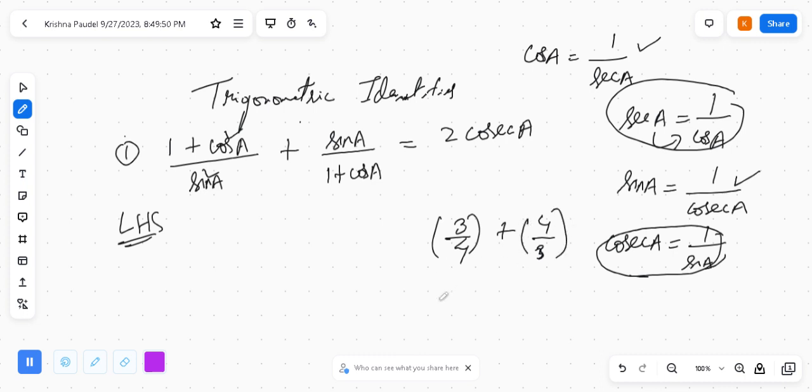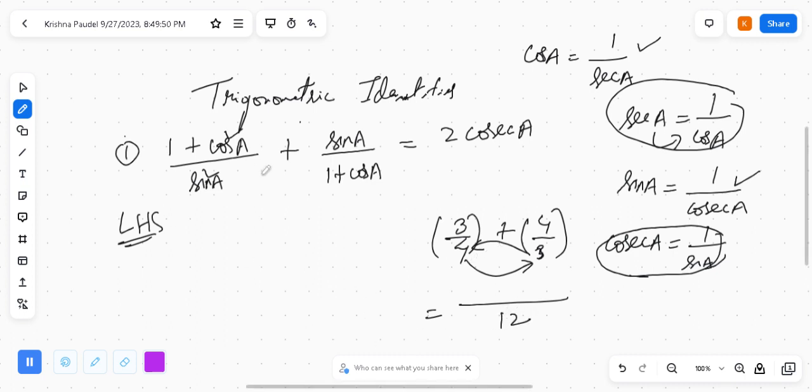So whenever we have fractions, what do we do? We take the LCM of the denominators. If 4 doesn't divide 3 and 3 doesn't divide 4, that means the common factor is 1, or the HCF of these two numbers is 1, then their LCM will be the product. That means 4 into 3 is 12. In the same way, sine A will not divide 1 plus cos A, and 1 plus cos A will not divide sine A. So the LCM of these two will be the product of these two.